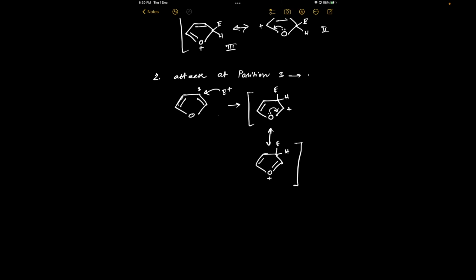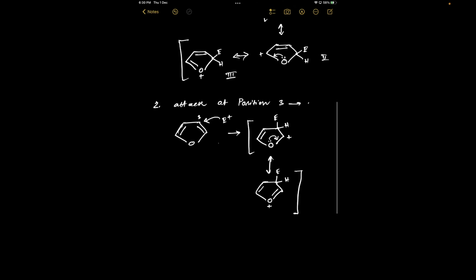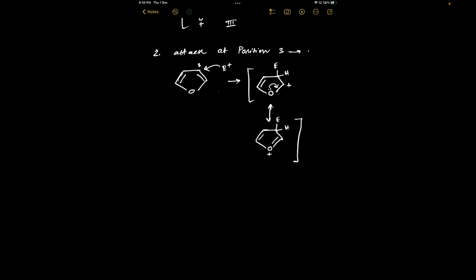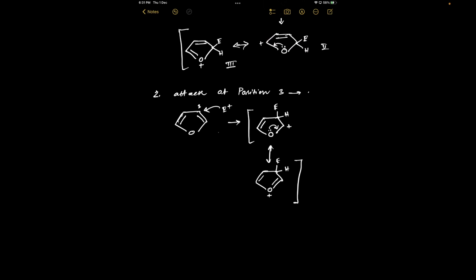So if electrophile attacks at position 2 of the furan structure, then there are 3 possible resonance structures generated to accommodate the positive charge of the carbocation. And if the electrophile attacks on position 3, then two possible resonance structures are possible to accommodate the positive charge. So we know that if the number of resonating structures increases, then the carbocation is more stable, because the positive charge gets scrambled over many structures.